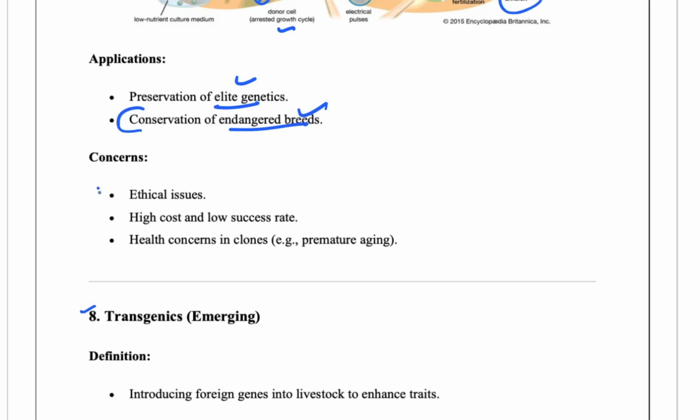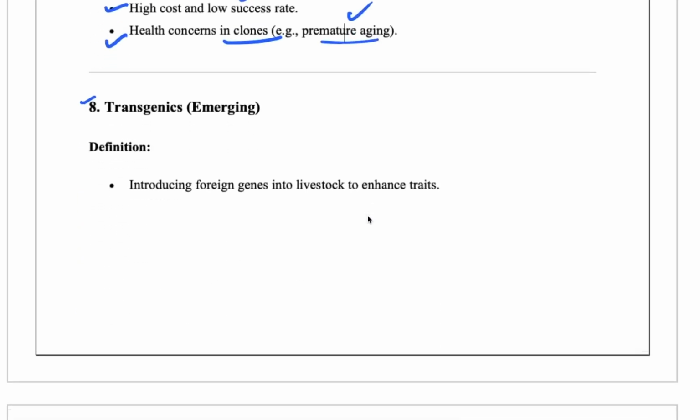But there are ethical issues, because making a clone is not ethically correct, and it is not permitted either. High cost is also required, and the success rate is low, because Dolly also died after a few months. Health concerns in clones are always there, because there is premature aging, since the nucleus is not from the early stage of life. You have taken the nucleus from the adult cell, so it behaves like that. So these are some concerns associated with this.